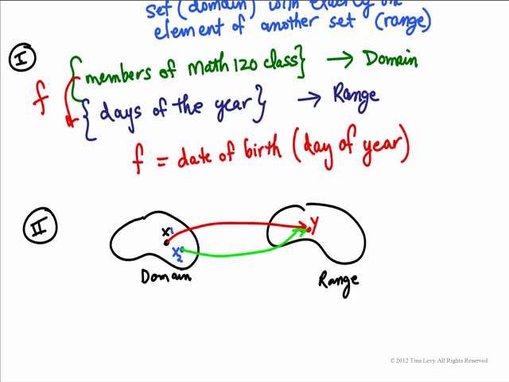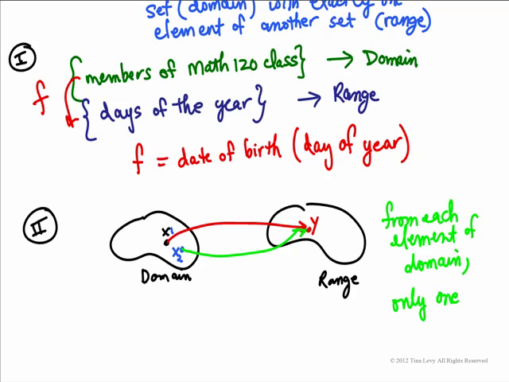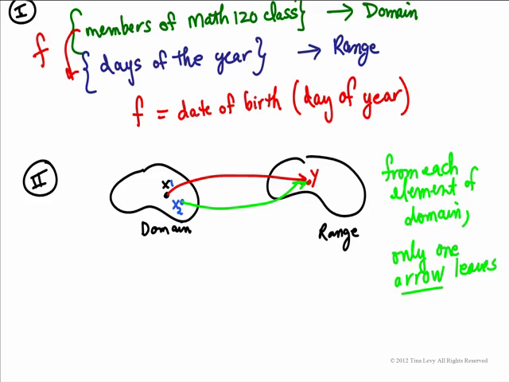So the main thing here is from each element of the domain, each member of the domain set, only one arrow emanates. So from each element of the domain, only one arrow leaves it.